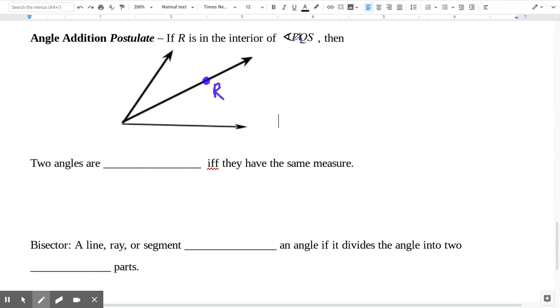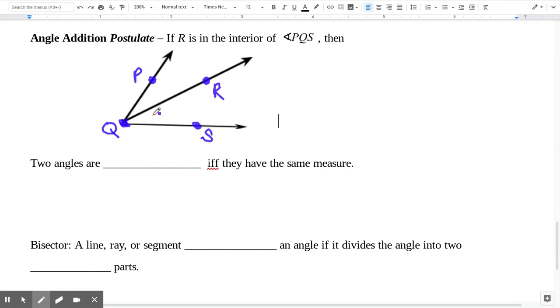And remember, if we're calling it angle PQS, that would mean that the vertex of this angle is that middle letter Q. And P and S would be on different sides from each other. So maybe we put P on this side and S on this side. So essentially what we're saying is if you have an angle and there is a dividing ray in between it somewhere, making smaller angles in the picture. So we have the big angle PQS, and we also see there's a smaller angle here and here.